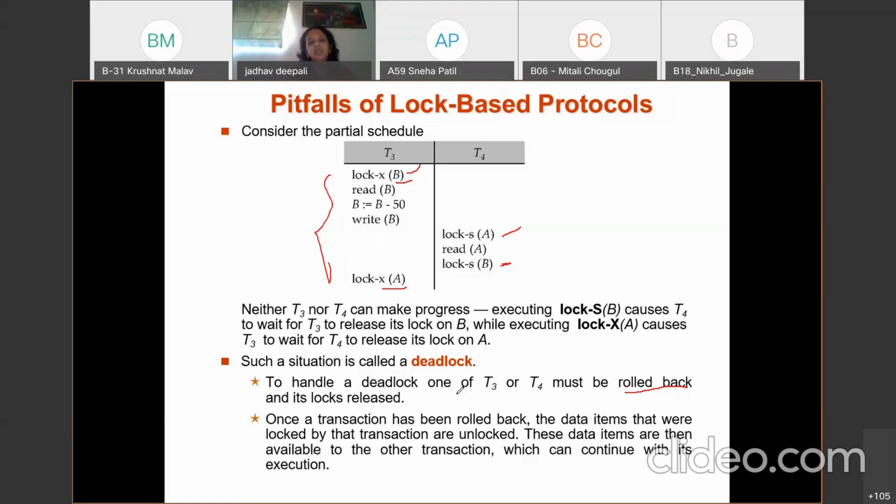Or the definition is that when the second transaction is waiting for the first transaction to release the lock, and the first transaction is waiting for the second transaction to release the lock, then neither of the transactions can proceed with its normal execution. That situation is called deadlock. And how to release from the deadlock? Roll back any one of the transactions. Once it is rolled back, the data items locked by that transaction are all released.